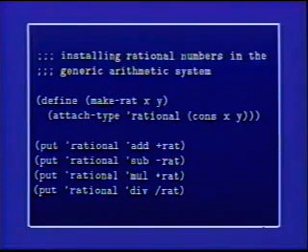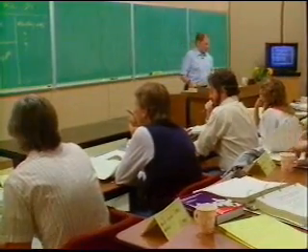And now we'll stick our operations in the table. We'll put under the symbol rational and the operation add our procedure plus rat. And again, note, this is a symbol, quote, end quote, but the actual thing we're putting in the table is the procedure. And for how to subtract, well, you subtract rationals with minus rat, and likewise multiply and divide. And that is exactly and precisely what we have to do to fit inside this generic arithmetic system.